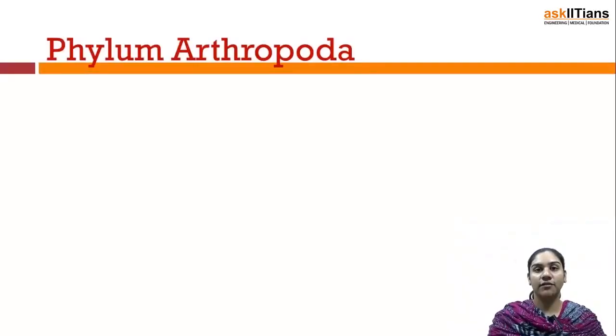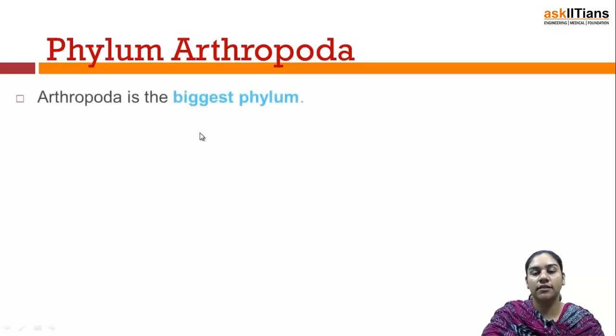The next phylum that we are going to discuss includes the animals which have been ruling our planet Earth since time immemorial. This is the phylum Arthropoda, which includes the insects. And the phylum Arthropoda is the biggest phylum.